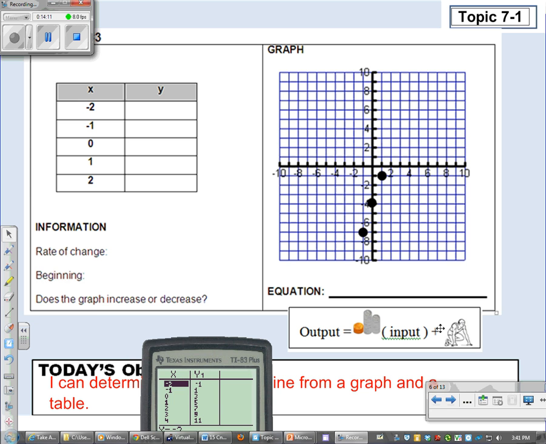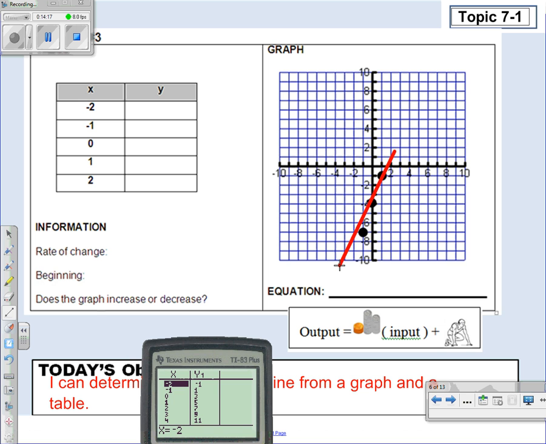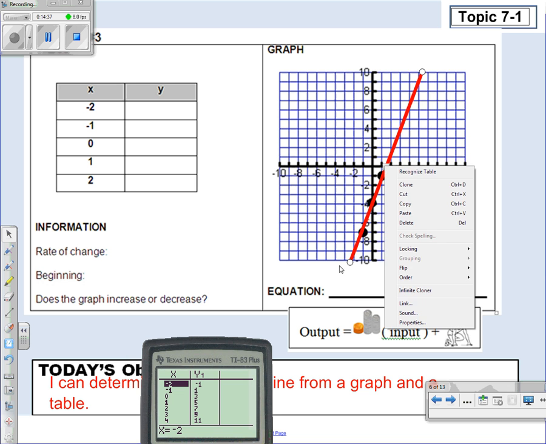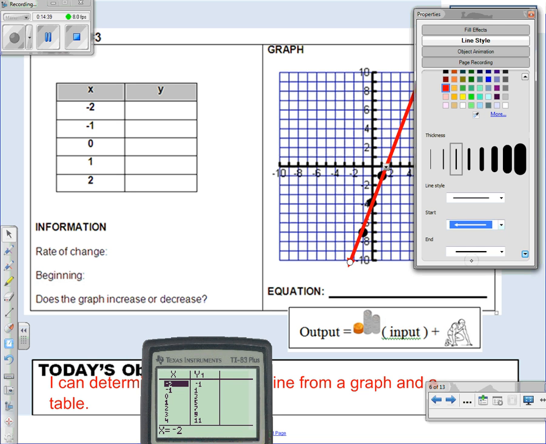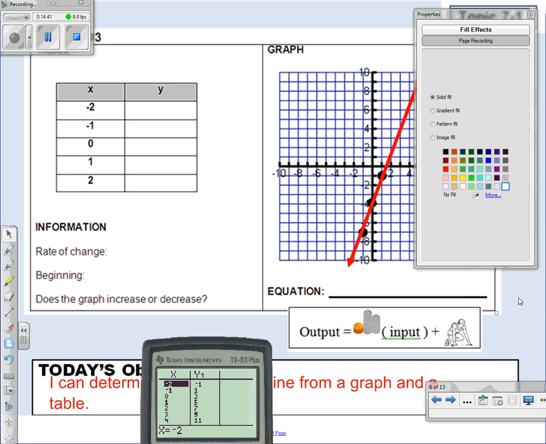So with our points, let's go ahead and connect those dots. Using a straight edge, you want to get all of them connected as well as you can, going through the exact points themselves. Again, make sure you put the arrows on the ends, showing that you do have a line.